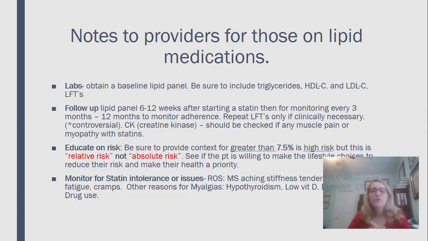Other reasons for myalgias. Do they have hypothyroidism? Do they have a low vitamin D? Do they exercise all the time? I mean, are they new to exercise, and are they trying out for the triathlon, and maybe they've been a couch potato before? I don't know. Are they a heavy drinker? Now we've got a drug epidemic, an opioid epidemic. So there might be some other things going on there that you need to unearth and figure out, that could be some secondary issues. So be aware of that.